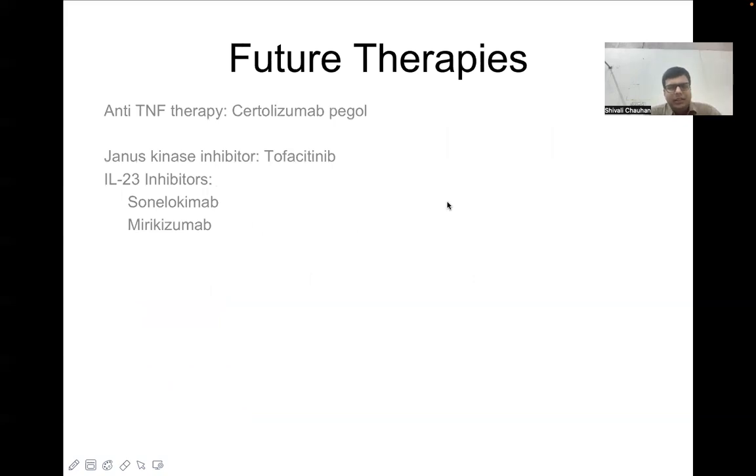What are the future therapies which can be used? Anti-tumor necrosis factor therapy, certolizumab pegol, Janus kinase inhibitor, tofacitinib, interleukin 23 inhibitors, sonelokimab, and mirikizumab.